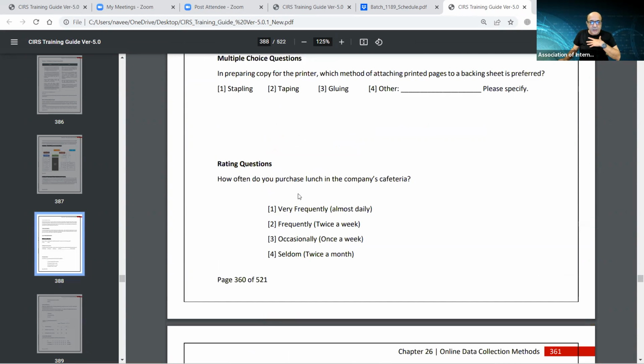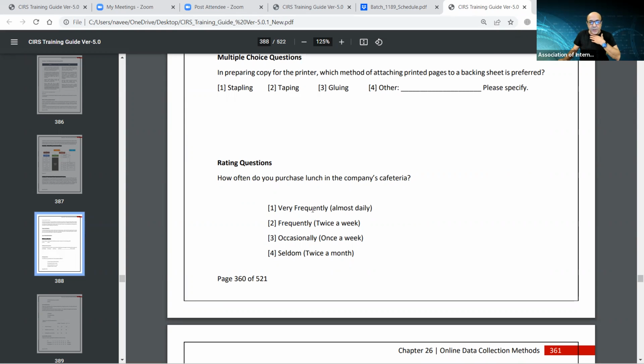Rating questions. Sometimes we have to set up survey questions in a certain format depending on the type of data it's going to produce, and especially qualitative, which is not easy to convert into numbers. You can write it as a rating question. How often do you purchase lunch in the company's cafeteria? It could be very frequently, occasionally, things like that. That is rating questions.